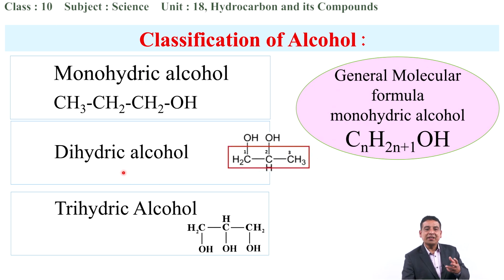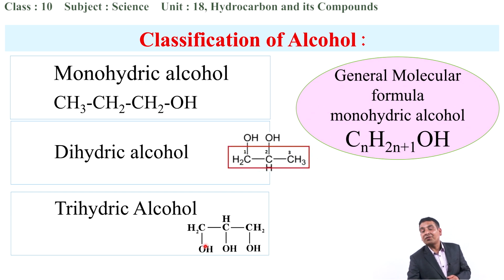Similarly, you can see the structure in the next one. How many hydroxyl groups are seen here? Two. Yes. To represent 2, we have to use the word di. Then to represent the hydroxyl group, we are using the word hydric. Collectively it is called dihydric. So, this is the dihydric alcohol.